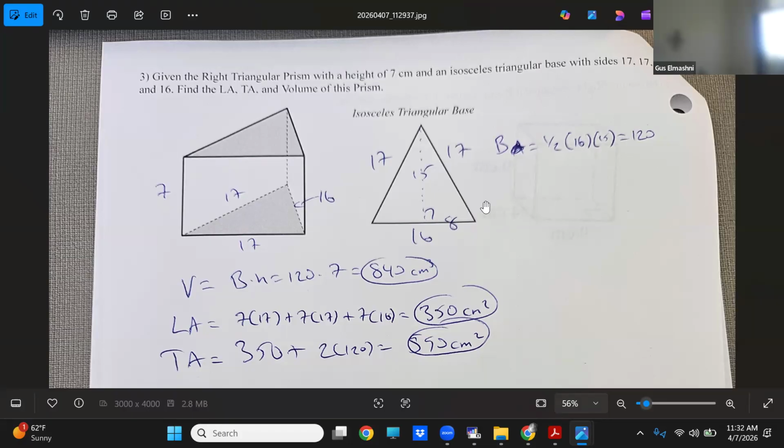You can see the base is kind of the whole essence of the whole problem. Without the base, we can't get anywhere here, right? We need the area of that base. Okay, no worries. So 840, 350, and 590 are what I got for that.